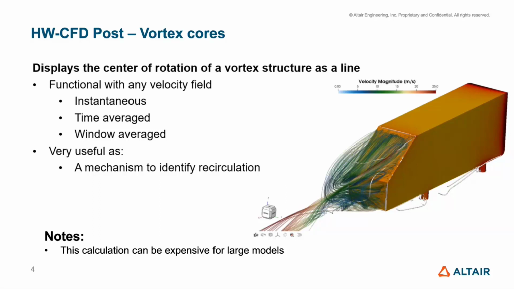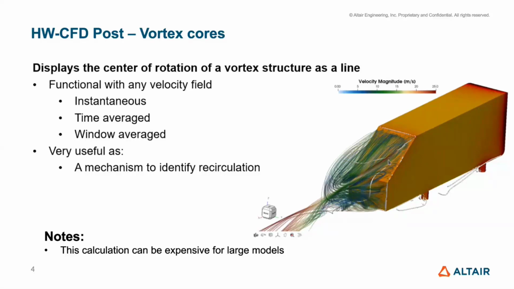That velocity field can be the instantaneous velocity field, it can be the time average velocity field, or the window average velocity field. Depending on what you're interested in, whether it's the instantaneous results or these time average results, you can choose which velocity field you feed to this vortex core calculation, and that'll give you a different result. And once you have these vortex cores, then you can do some things like creating streamlines from the core of the vortex. And that's exactly what I've done here.